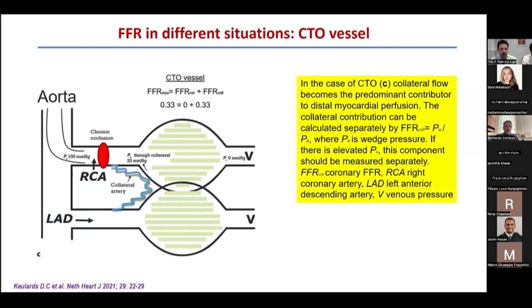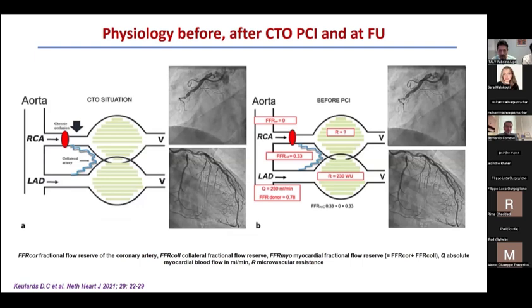It is completely different when we consider the CTO situation, because the FFR is 0 before reopening the RCA, but we have a myocardial FFR of the occluded vessel because we still have a collateral flow provided by the normal LAD, by the donor vessel. So we have less flow, but we have a perfusion pressure.